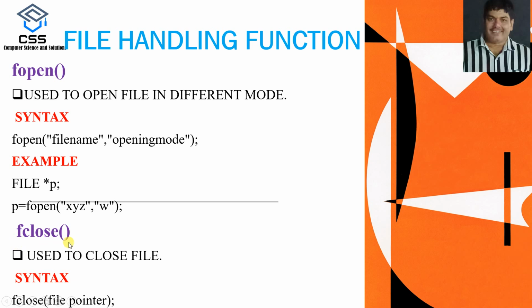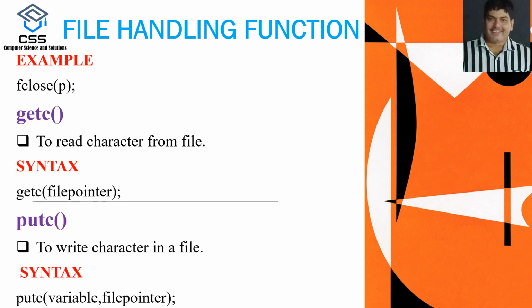Fclose. What is the work of fclose? To close a file. If the file is open and the work is finished, we have to close it. How do we do it? Fclose followed by the file pointer. If the file pointer is P and was opened previously, we can write fclose(P), because for secure transactions the file should be closed.